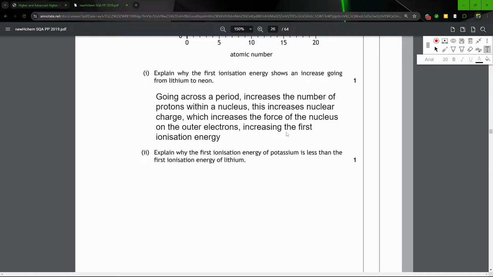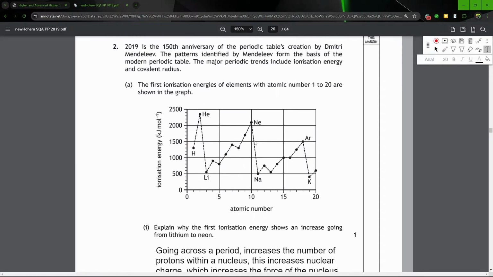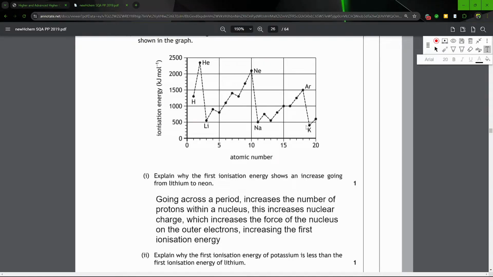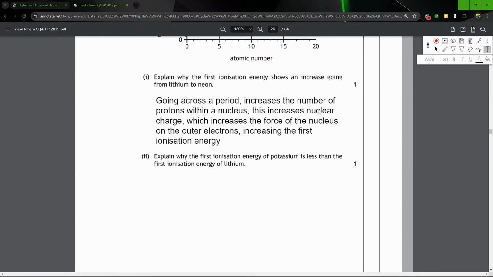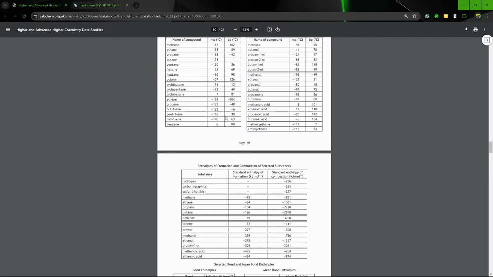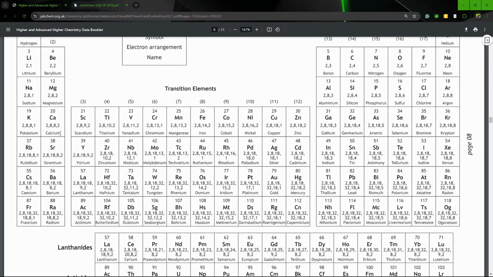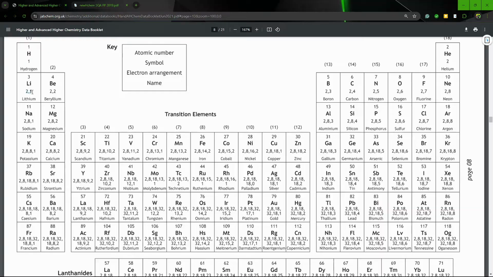Explain why the first ionization of potassium is less than the first ionization of lithium. So as we can see on this graph here, the first ionization energy of potassium is a lot less than lithium. And the reason is, if we look at our data booklet, we're going to have a look at potassium and lithium. You can see lithium's got 2-1, but potassium has more electron shells. So what does this mean? That means that this outer electron in potassium is better shielded from the force exerted by the nucleus, because there are more inner shells. So that's what we're going to write.